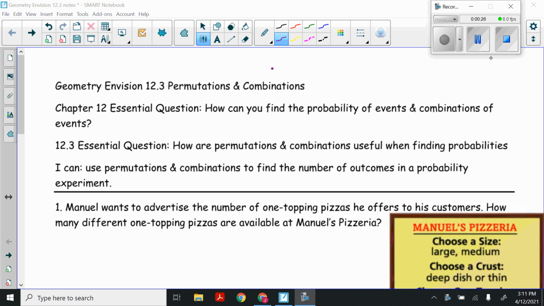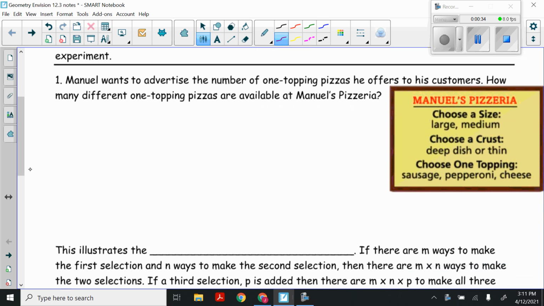Manuel wants to advertise the number of one-topping pizzas he offers to his customers. How many different one-topping pizzas are available at Manuel's Pizzeria? And so then we see in the chart over here, you can choose a size, then you can choose a crust, and then you can choose a topping. So we're going to make a tree diagram.